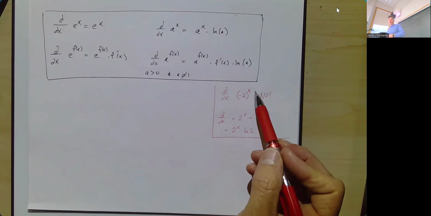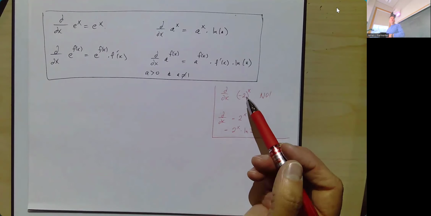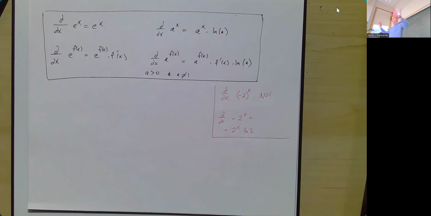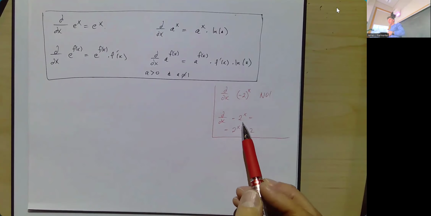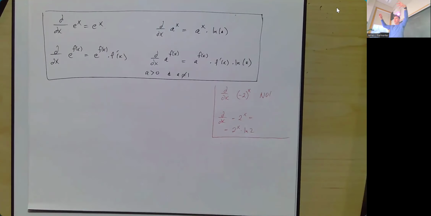-2 in parentheses to the x is not good. It's terrible. Try graphing it in Desmos, you'll see that you just get weird little points and you don't get a nice curve at all. Whereas -2 to the x is your exponential function flipped over the x-axis. It's a nice continuous, differentiable function and everything. So love it.